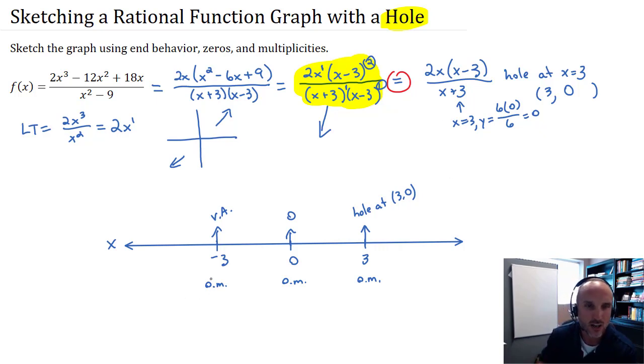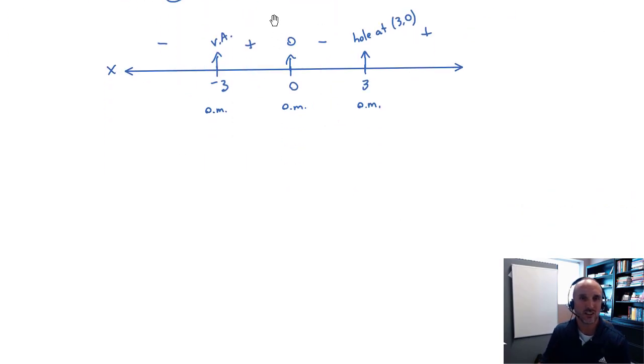Now, let's get our signs. So my left end behavior is below the x-axis, so I get a negative output. My right end behavior is above, so I get a positive output. Then use multiplicities. I've got an odd multiplicity, so my output sign changes from a negative to a positive. Odd multiplicity, so my output sign changes from a positive back to a negative. Odd multiplicity, so my output sign changes from a negative back to a positive. Now I have enough to piece together a sketch of the graph of this function.